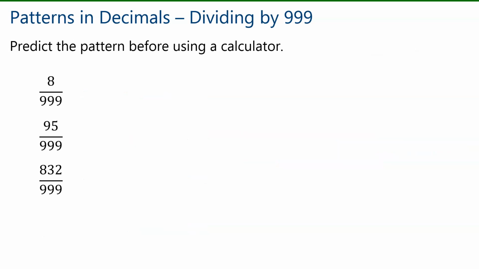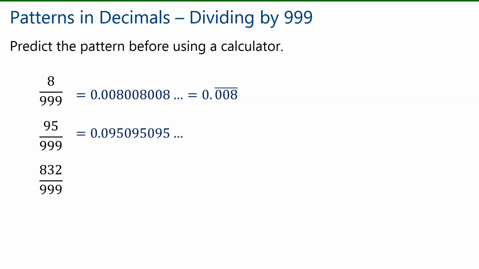So now continuing our patterns by dividing by 9s, this time we're going to divide by 999. So 8 divided by 999 on the calculator is 0.008008 repeating. Now we already did dividing by 9 and 99. So now before you do 95 over 999, guess what you think the pattern would be, knowing what you already have done.